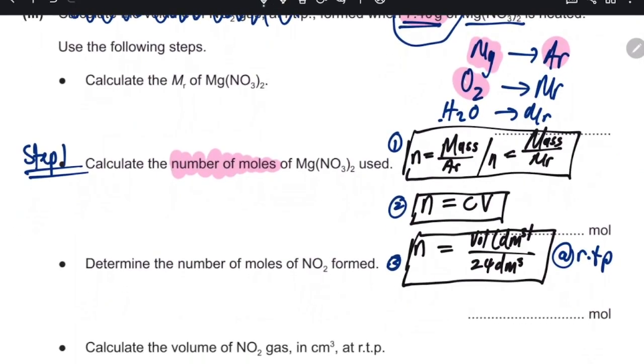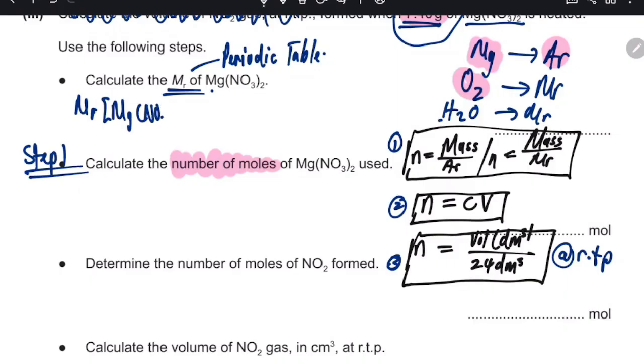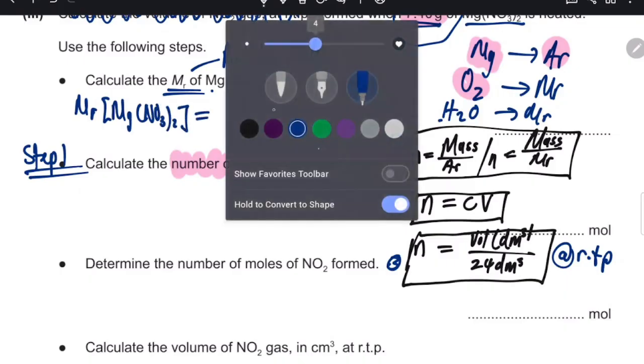So calculate the number of moles, you say. First find MR. How do you find MR? Periodic table. Sometimes you are given. Here they wanted you to find it. Periodic table. You're going to say MR of Mg(NO3)2. This is going to be, let's go for it.